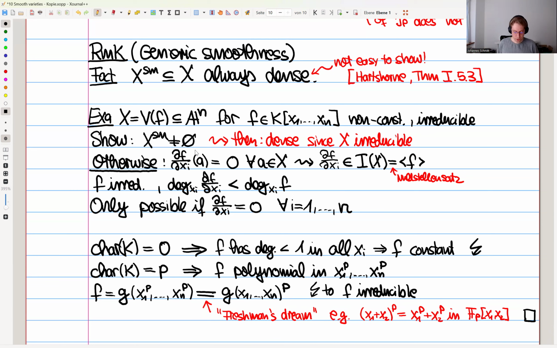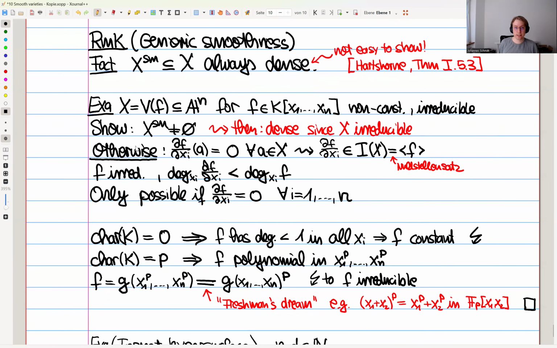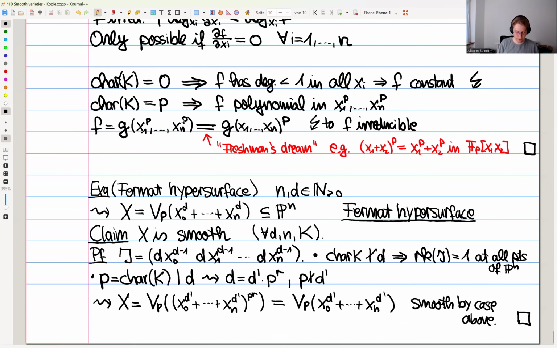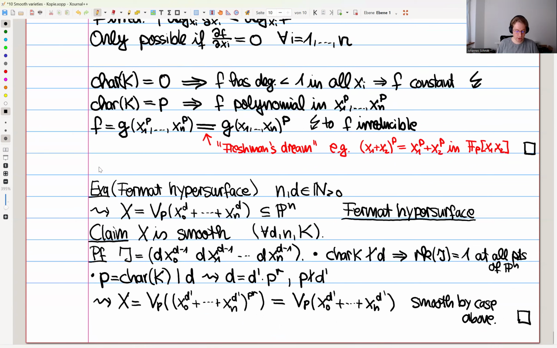Okay. So this expanded out, at least in this small example of a hypersurface, that the locus of smooth points is non-empty. And we did have to distinguish some characteristic. The final thing in this chapter is a concrete example of such a smooth hypersurface, in fact a smooth hypersurface inside projective space. These are the so-called Fermat hypersurfaces, and they will be relevant in the next chapter.